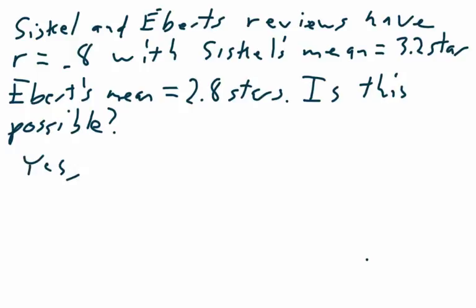Basically Siskel and Ebert would agree that a good movie is better than, and a bad movie got worse stars, so they very much agreed what a good movie is and what a bad movie is. It's just Siskel was an easier grader than Ebert, because Ebert gave a lower amount of stars in general than Siskel. But for the most part, they agreed that one movie would be better than the other. And that's going to be it for our video on correlation.